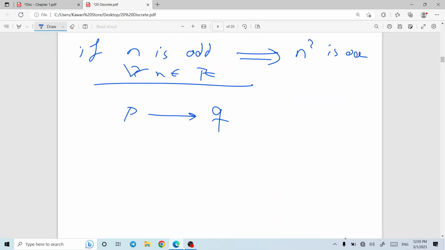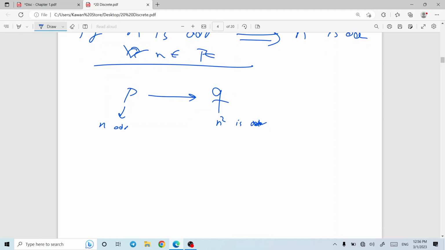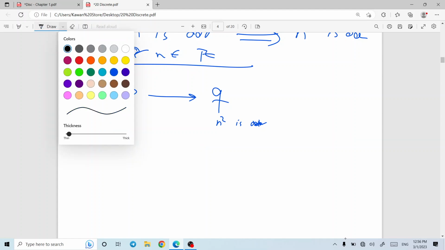Because n is odd, n squared is odd. That's p implies q. To prove that, first we are going to use the direct method. We start with p to get q. So we start with n, because n is odd; this is p, given. Let me write it like you do. There's the answer, the proof.